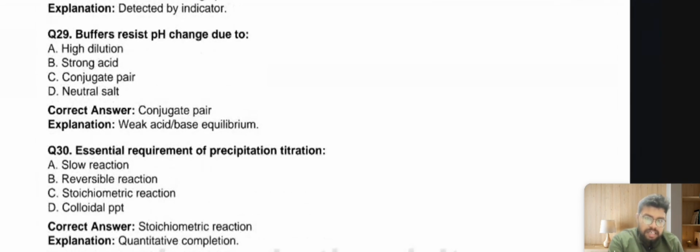Why stoichiometric reaction? Because it is quantitative analysis. Okay, let's hope you understood so many questions. Next we will discuss the next topics. Okay, thank you.